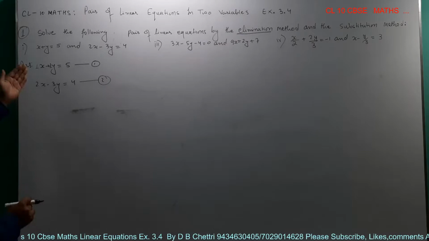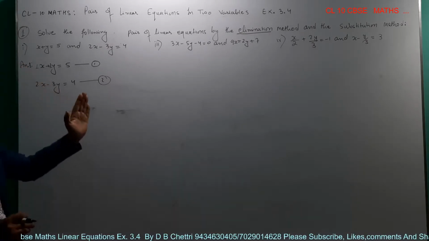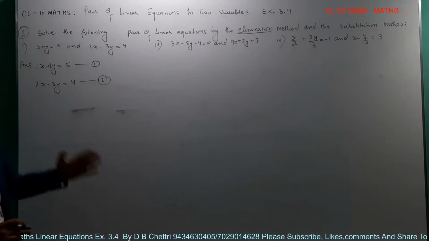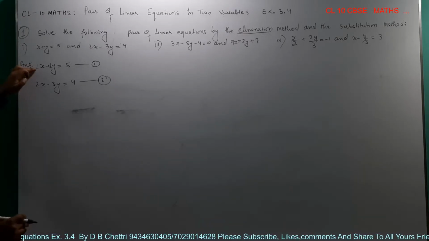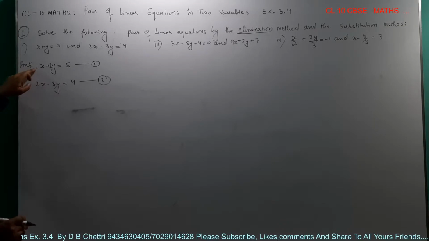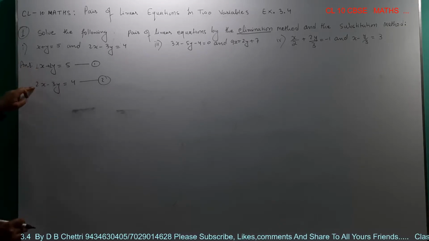Then which one is better to make the coefficients the same, to remove first? Look here, the sign of this variable is positive and the sign of this variable is positive.